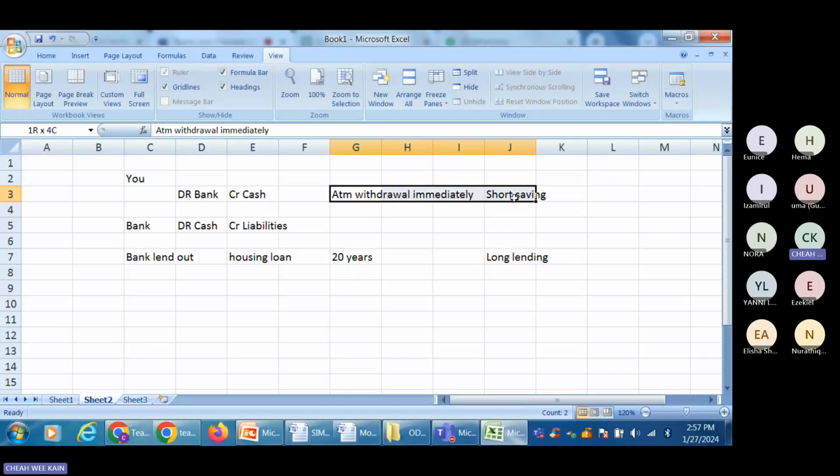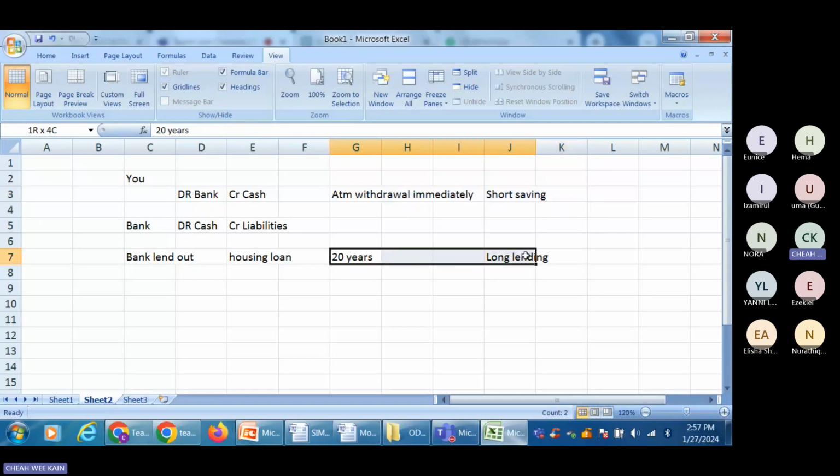You can draw your money immediately, but the bank has no money to give you because they already lent it out for 20 years. Okay? That is all, I think, for chapters 1, 2, 3.